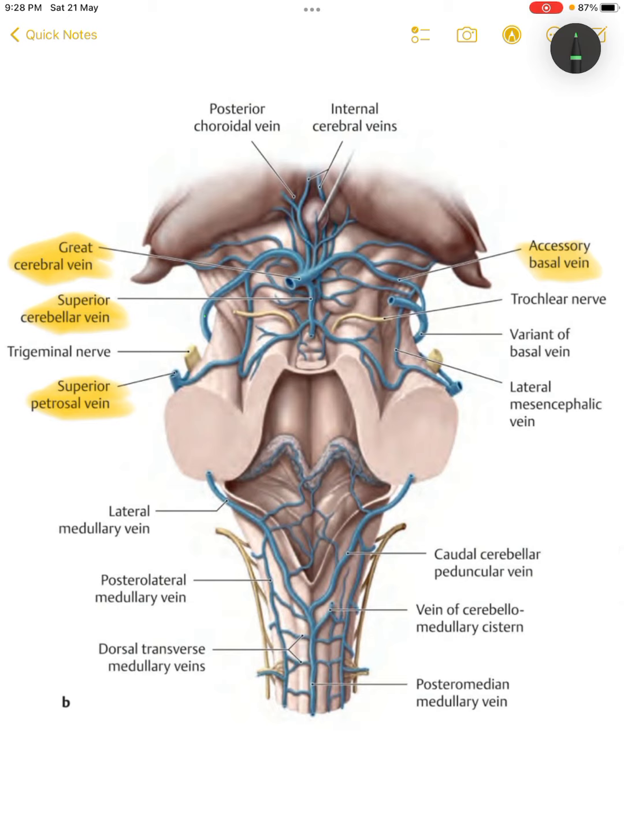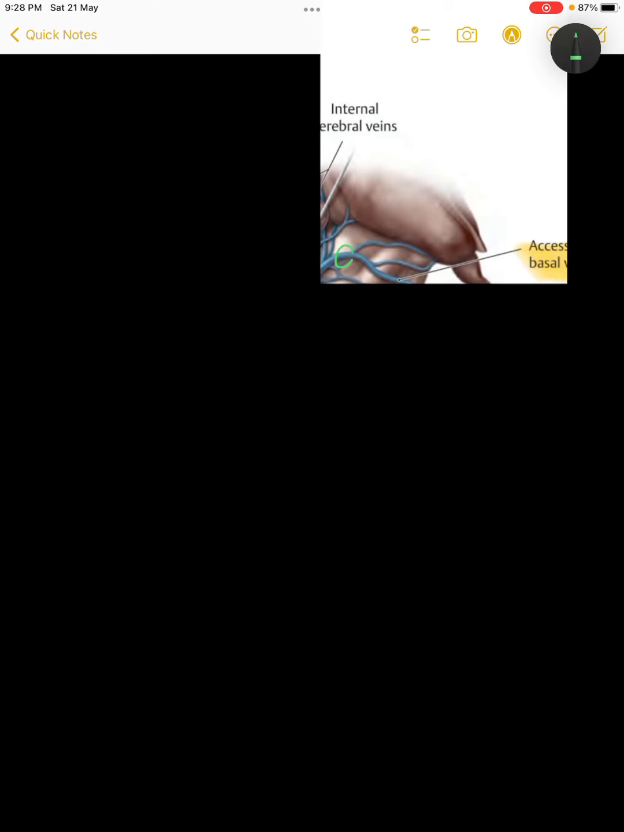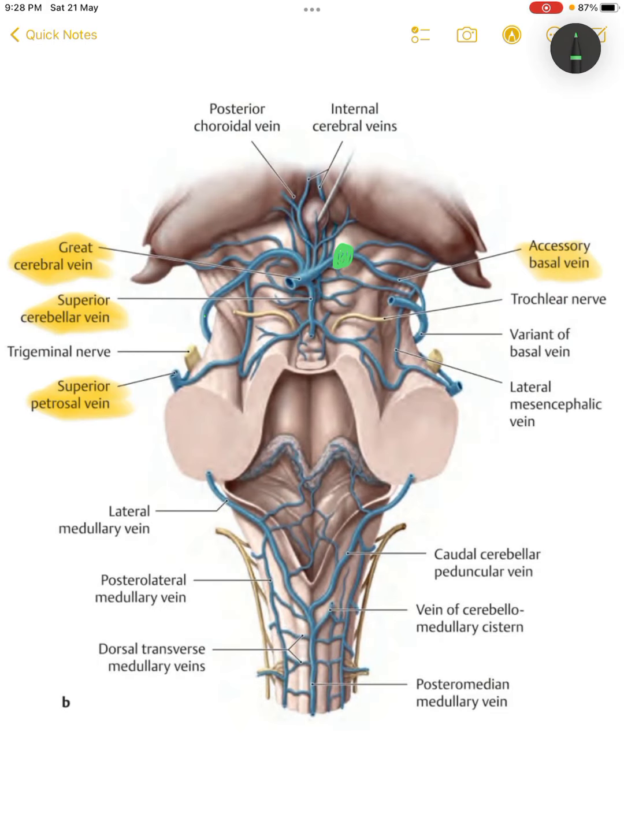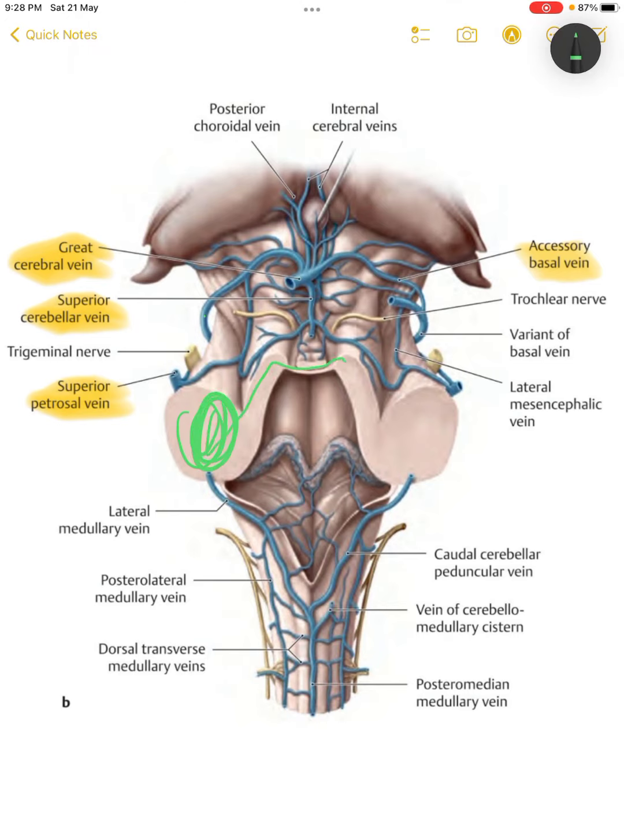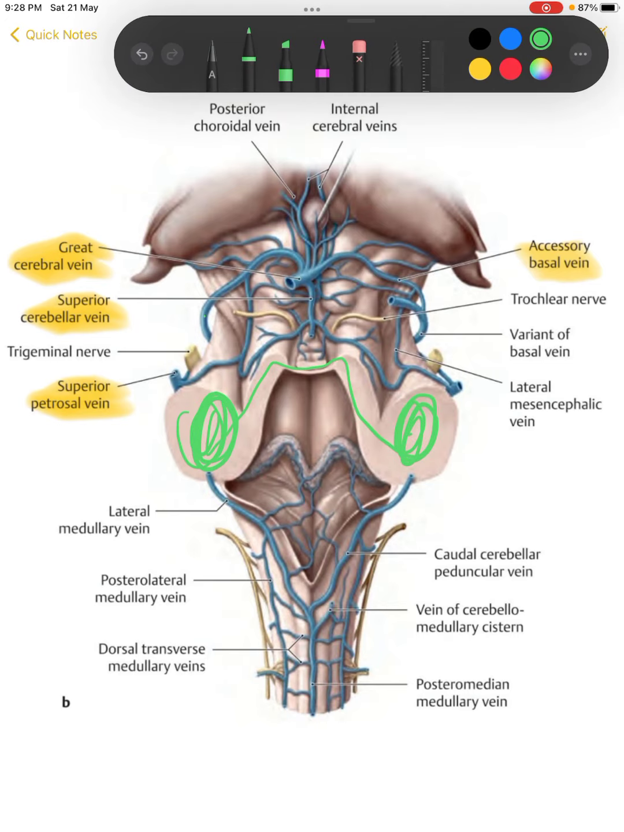Again, if you see the posterior view, you can see how I'm going to say posterior, because here you can see the colliculi. And here is the cut point of the cerebellum, the vermis and again the cerebellum. So this is the posterior view.